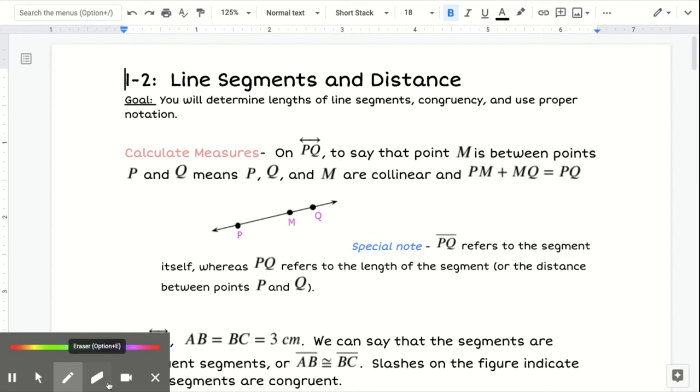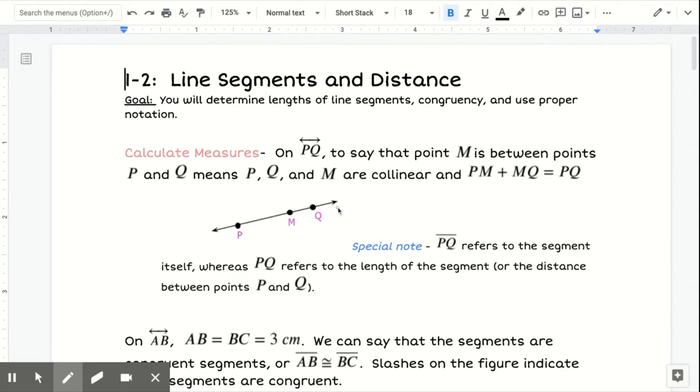We're going to be looking at line segments and distance today. So the first thing is to calculate the measures on line PQ. To say that point M is between points P and Q means that P, Q, and M are collinear, and the length of segment PM plus the length of segment MQ is equivalent to the length of the entire segment PQ.